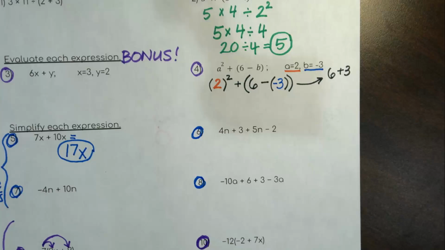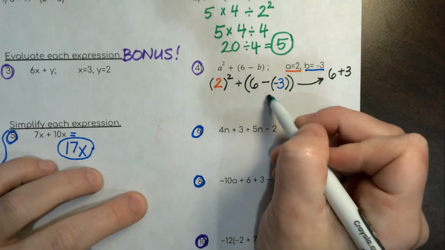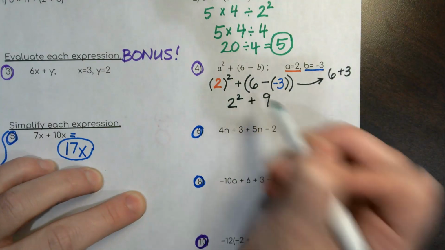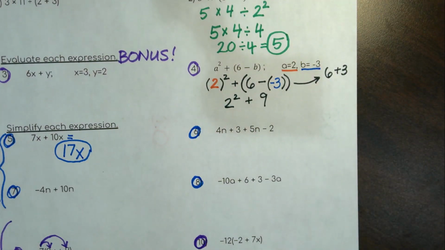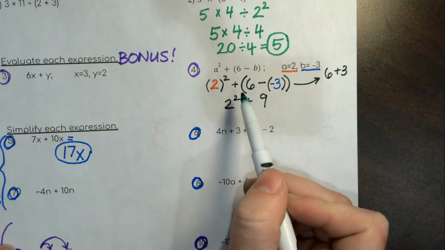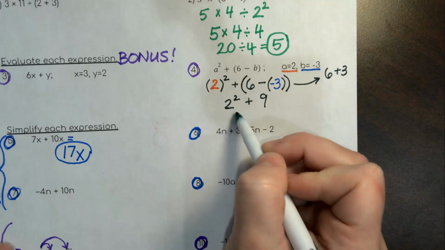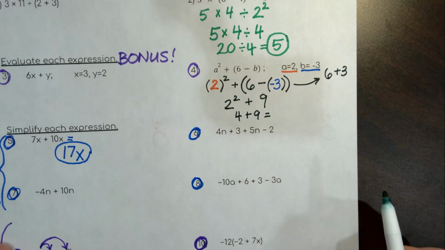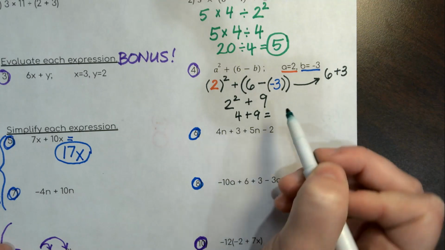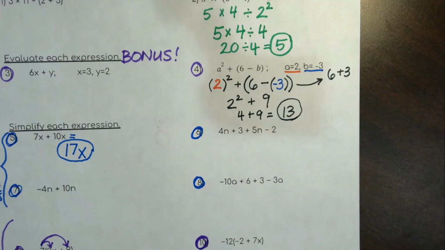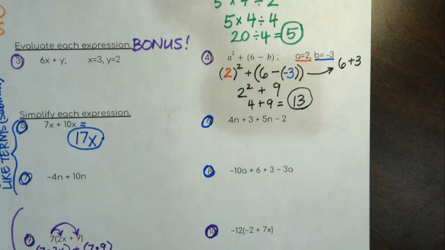We now have 9 right here. And then we still have our 2 squared plus 9. What do we do next? Yeah, we got to do our exponents. So what is 2 squared? 4. We got 4 plus 9, and that is 13. 13, and then we circle it. Okay, any questions about number 4? All right, let's move on.